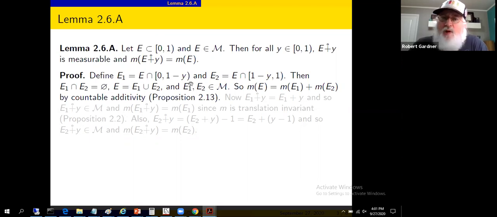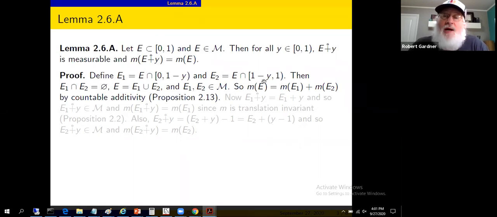Why at 1 minus y? Because we're going to add y to each of these two pieces. When you do so, this piece will contain numbers between y and 1. They're subsets of the interval 0 to 1, and they won't have to be moved back. This is the part that has to be moved back.